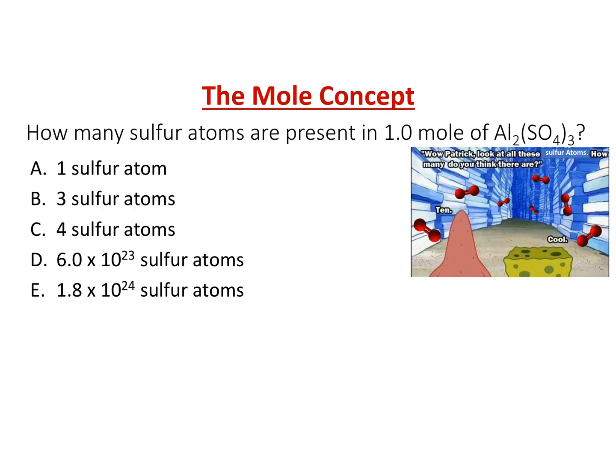So here's a question for you guys. How many sulfur atoms are present in 1 mole of aluminum sulfate? Do I have 1 sulfur atom, 3 sulfur atoms, 4 sulfur atoms, 6.02 times 10 to the 23, or 1.8 times 10 to the 24? In taking a look at this problem, we can do the same calculation. I have 1 mole of aluminum sulfate. And if I want to break this down, I'm asked for sulfur atoms. The sulfur is in our sulfate, and so in 1 mole of aluminum sulfate, if I break this down, I have 2 moles of aluminum. That's what this subscript 2 means, and I'm going to have 3 moles of sulfate.